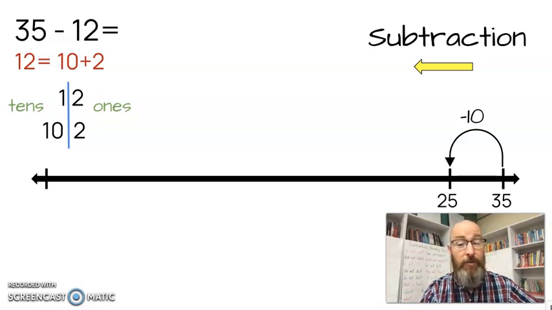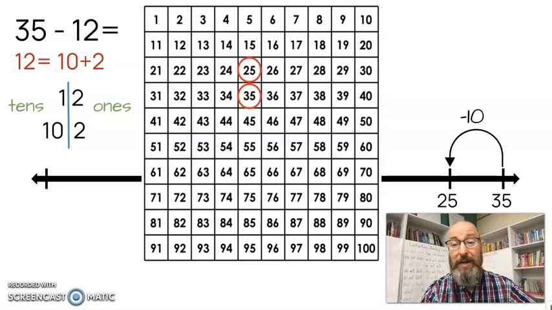Again, how do I know that's correct? I think back to what I've done before because we've done subtraction on a hundreds chart. If you haven't, go back and watch those videos. So we have 35, we go backwards 10, and we get 25, because every time you go up, you're going backwards 10.